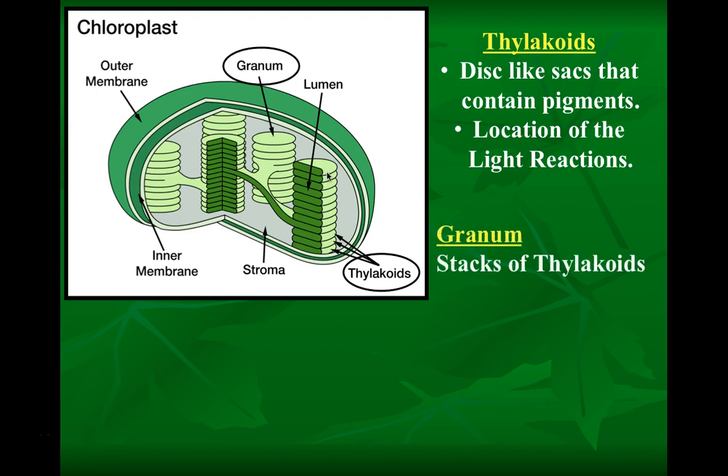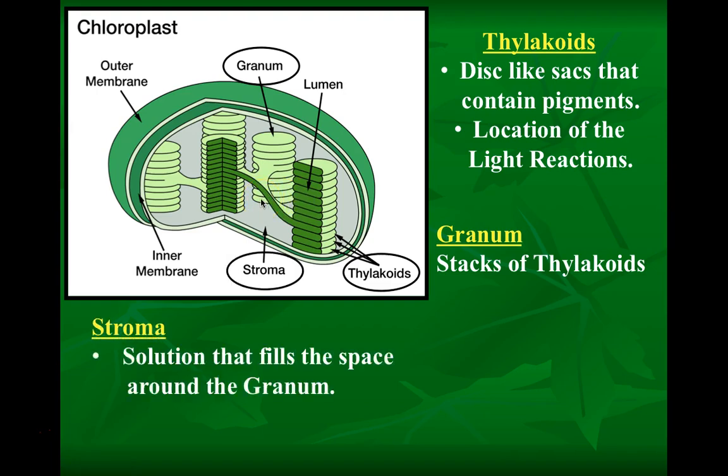The second structure is called a granum, and a granum is just an entire stack of thylakoids. So one thylakoid is one pancake-looking structure. A granum is an entire stack of thylakoids.